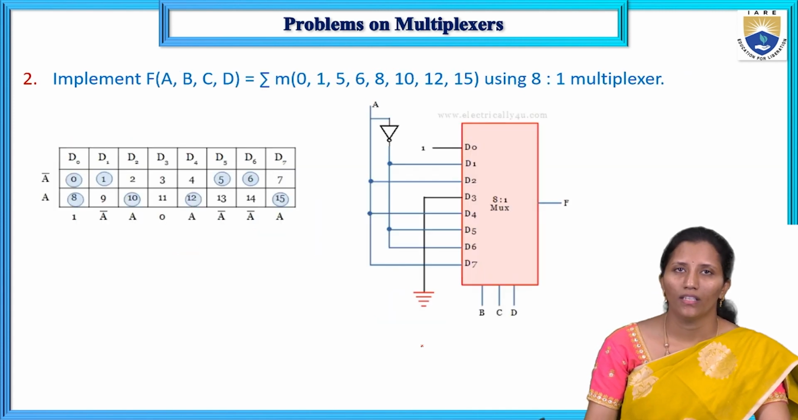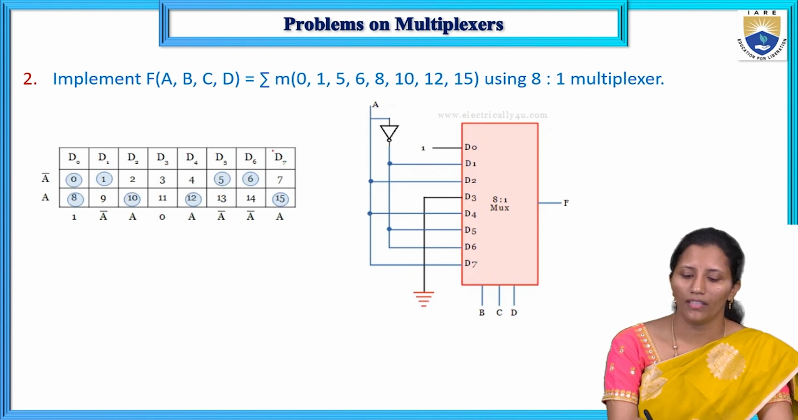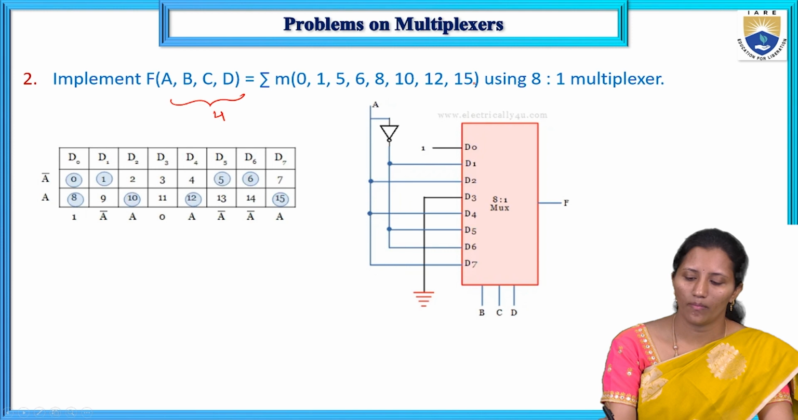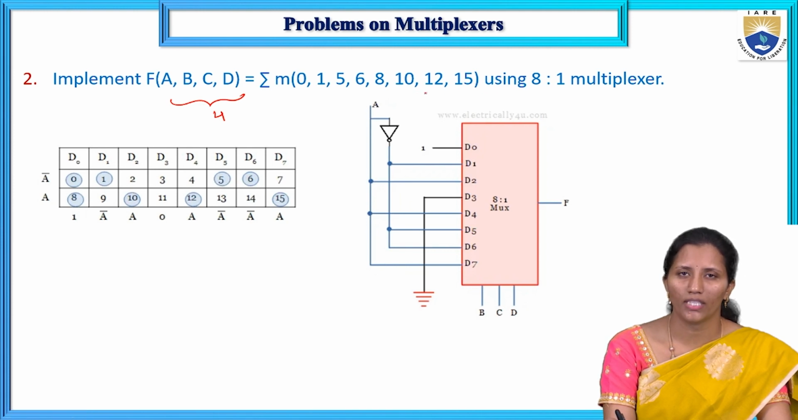Now let's observe another problem. It is a 4-variable Boolean function, f of a, b, c, d. A 4-variable Boolean function means we get 16 input combinations, from 0, 0, 0, 0 up to 1, 1, 1, 1, that is 0 to 15. The Boolean expression is expressed as 0, 1, 5, 6, 8, 10, 12, 15. With a 16:1 multiplexer we can directly connect these minterms to 1 and the other minterms to 0.